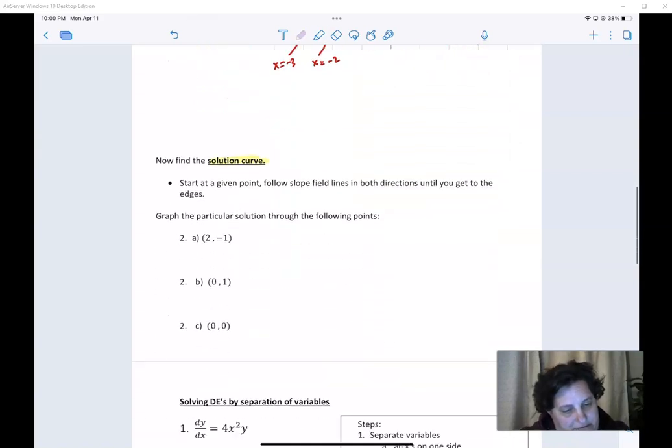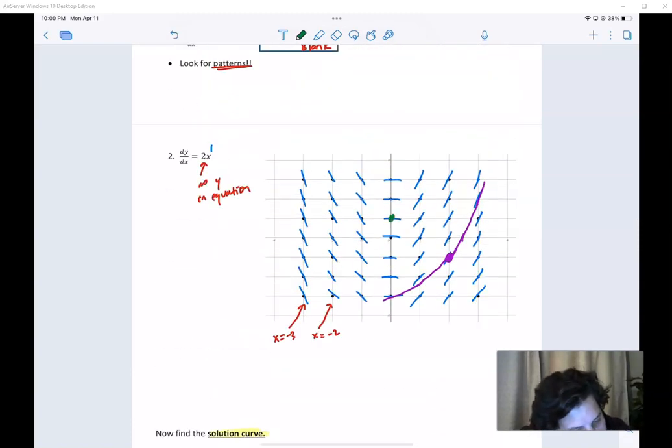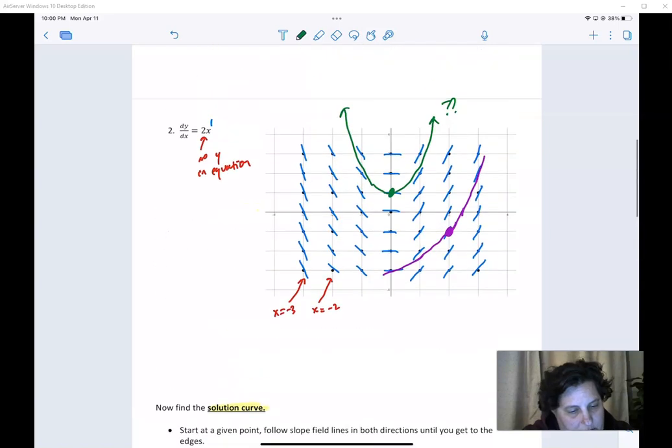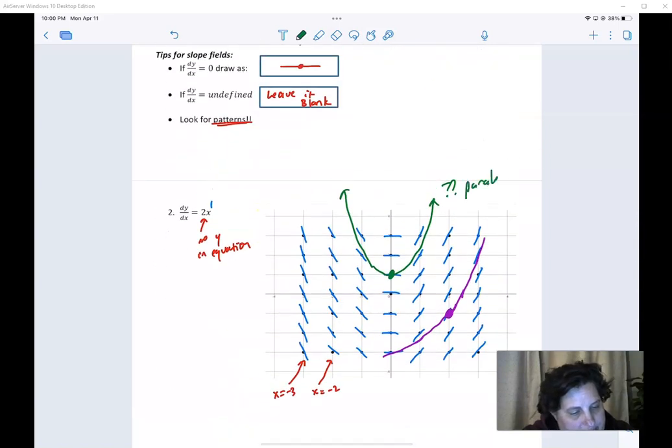Let's look at the solution curve from the point 0, 1. Here's 0, 1. In this direction, you see what's happening? It's following the slopes that way, and from this direction, it's following the slopes that way. What does that look like? We know the graph of that, right? This is the particular solution through the point 0, 1. Does that look like a parabola? The equation of that parabola is x squared, moved up 1, so it's x squared plus 1.